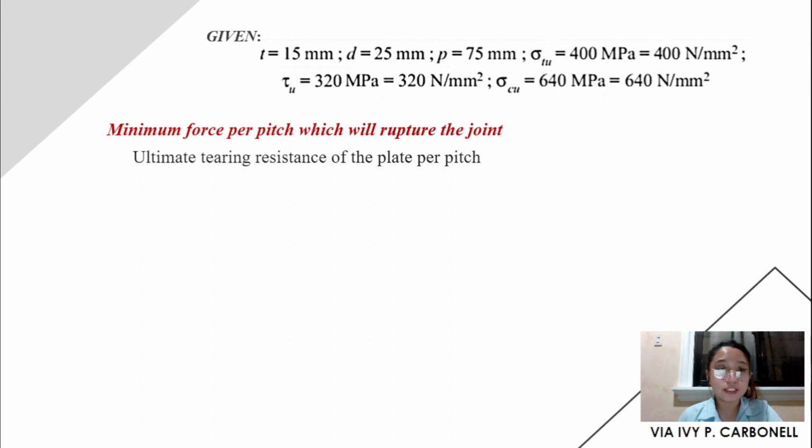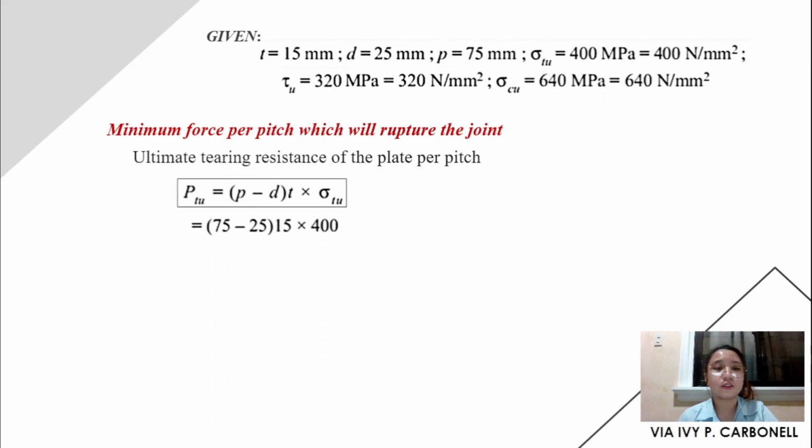Let's find for this first the ultimate tearing resistance of the plate per pitch. So it is computed using the formula as I said a while ago, the pitch minus the diameter multiplied by the thickness and multiplied by the ultimate tensile stress. So let's input the values, 75 minus 25 multiplied by 15 and multiplied by 400, and the answer is 300,000 Newton.